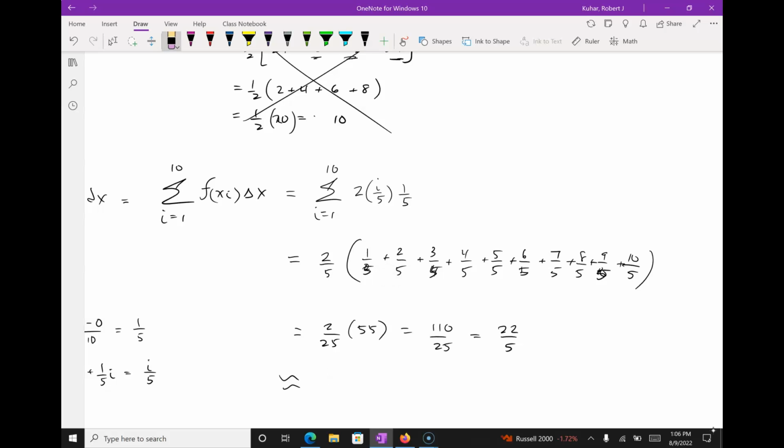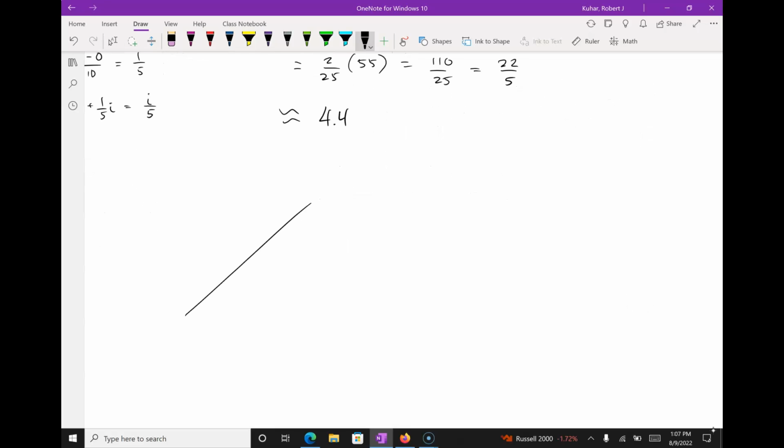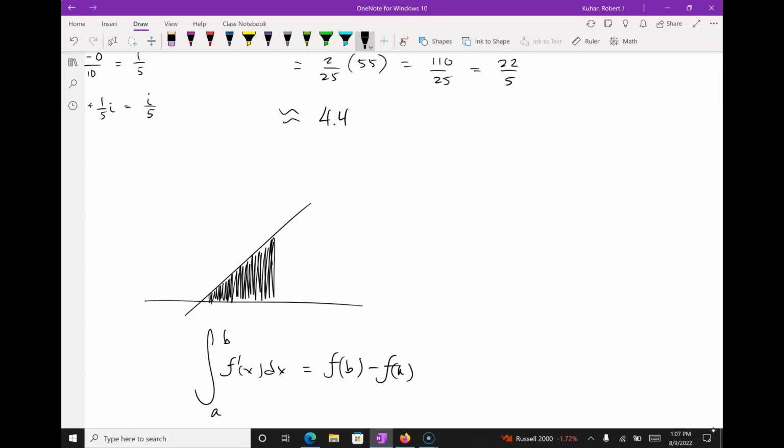When am I going to get the exact area? When I have how many rectangles? Infinite number of rectangles. So the integral from a to b of f prime of x dx equals f of b minus f of a equals the limit as n goes to infinity of the sum of f of x sub i times delta x from i equals 1 to n.